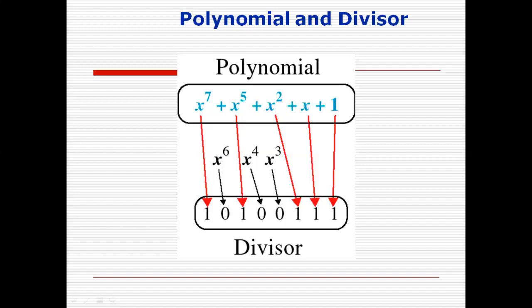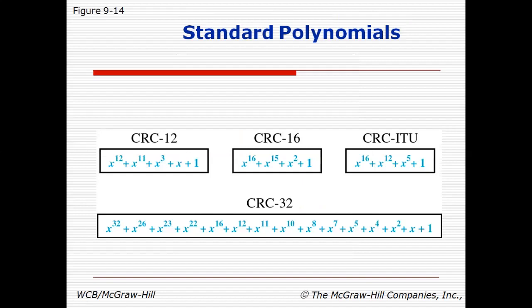Now there are some standard CRC values defined here. CRC 12 means the highest power will be 12. CRC 16, the highest power is again 16. Then CRC ITU and CRC 32, where the highest power is 32. If you observe all these polynomials, you will see that the 1 term is always present. Here the x term is present, but here the x term is absent. So there are certain rules through which we select the polynomials.